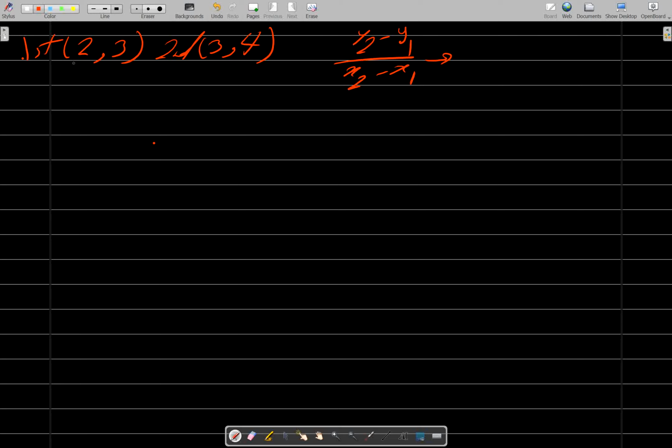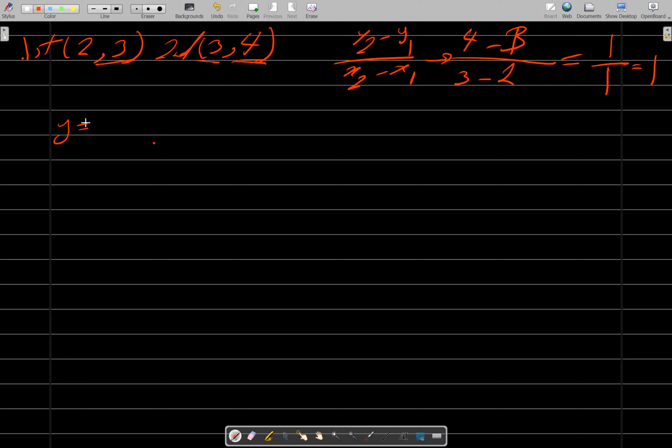The 2 here is the first one, so I'm going to start with the second. The 3 here, minus my 2 here, so this was the x. And for the y's we have the 4 here minus our 3. So 4 minus 3 over 3 minus 2 is going to give us 1 over 1, equal to 1. So guess what, we have the slope of the line now.